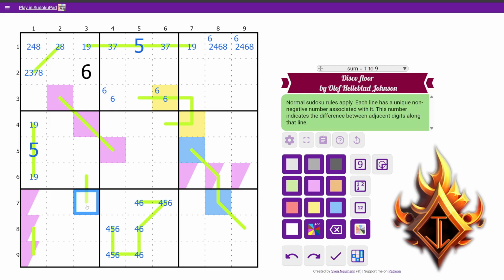That could be with 1, 8. Or 2, 9. So this is a 1 or 9. And this is a 7 or 8. Not a 7. Two, 8.